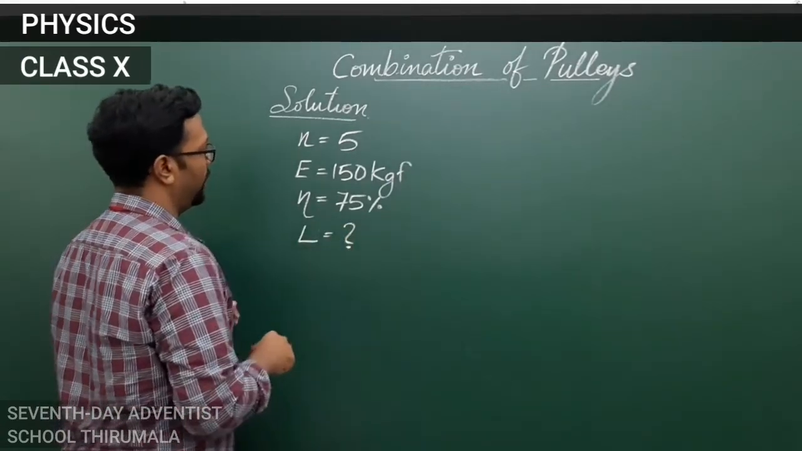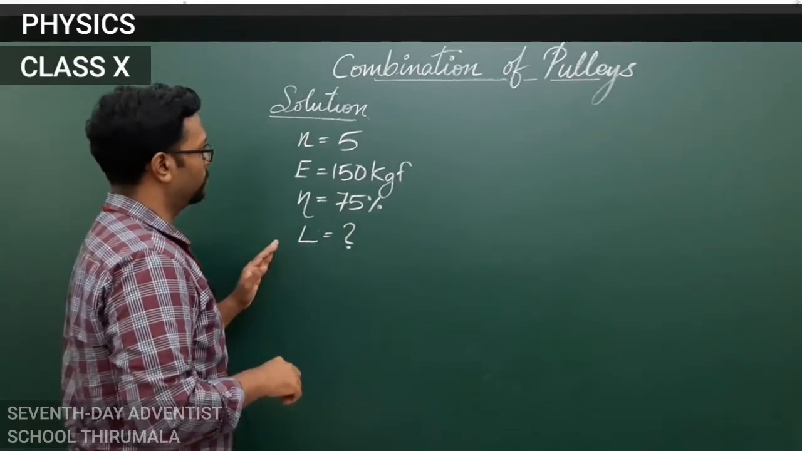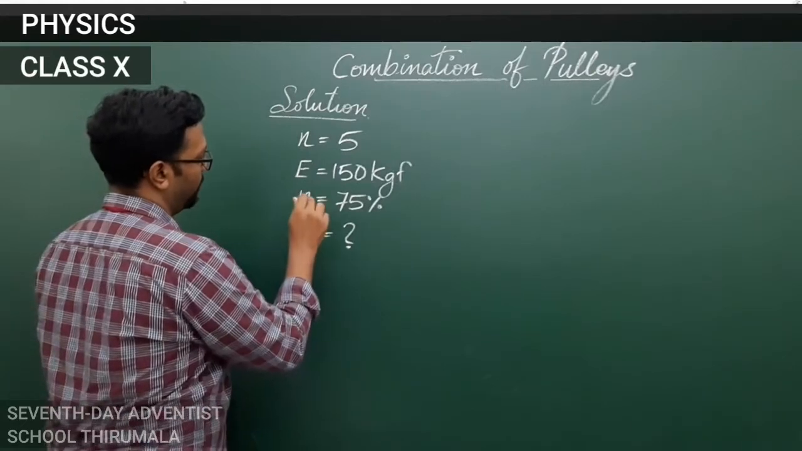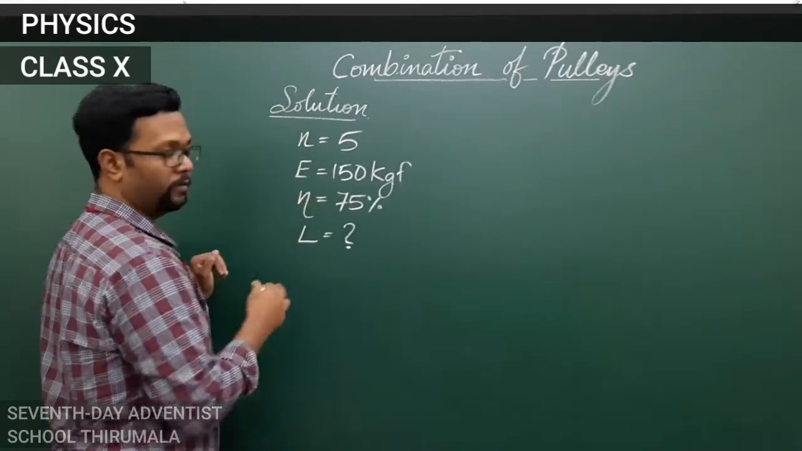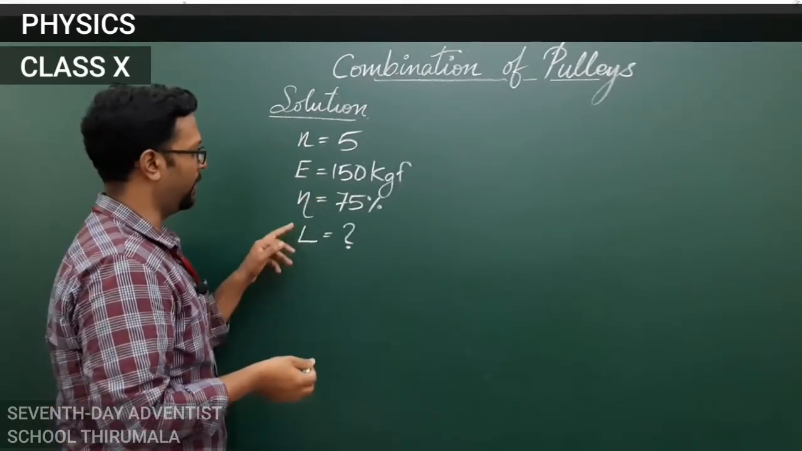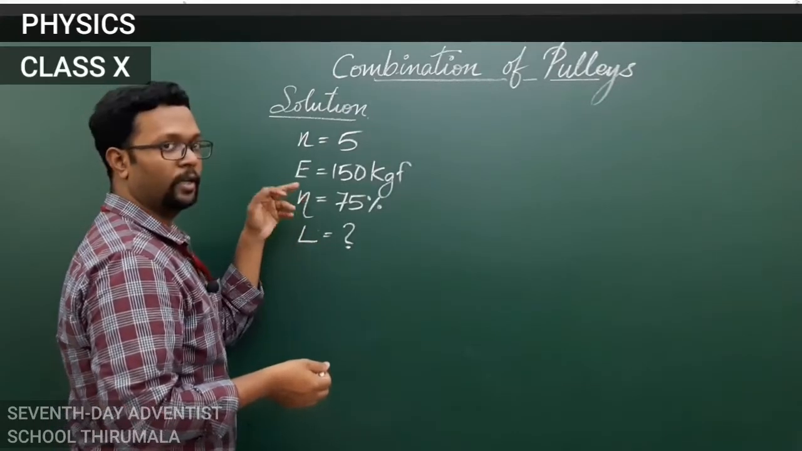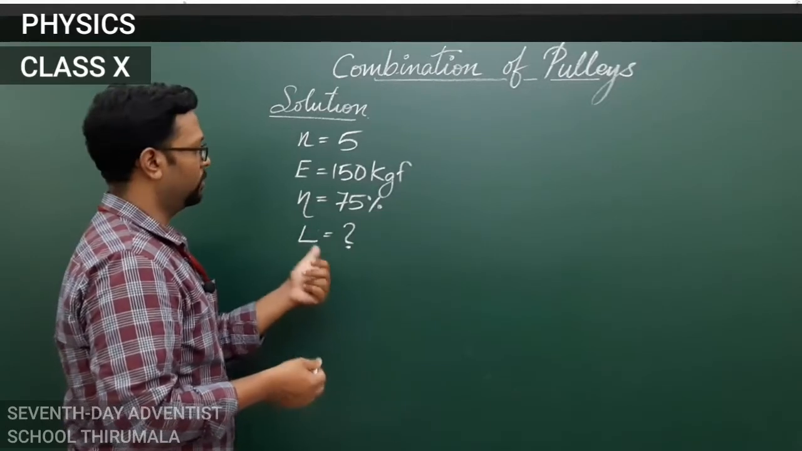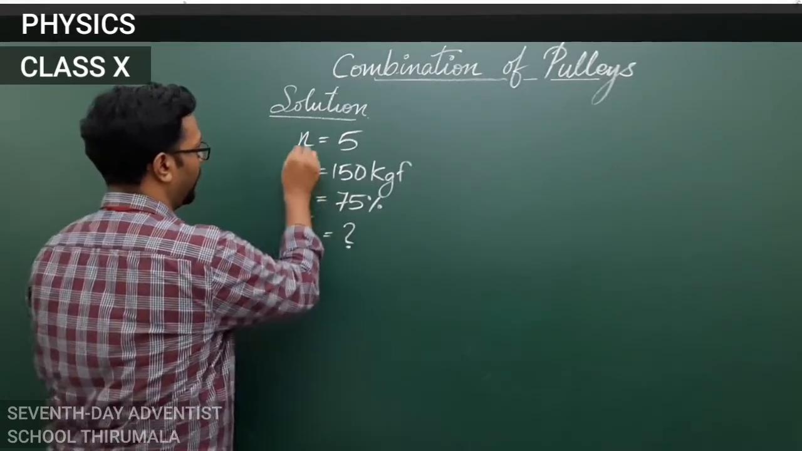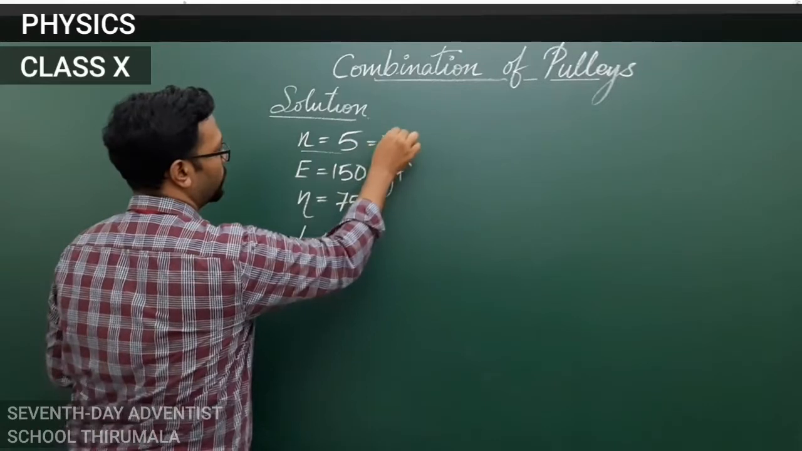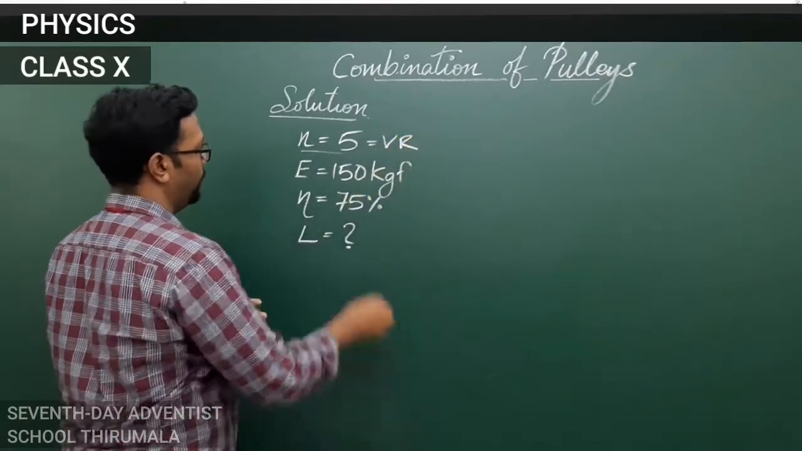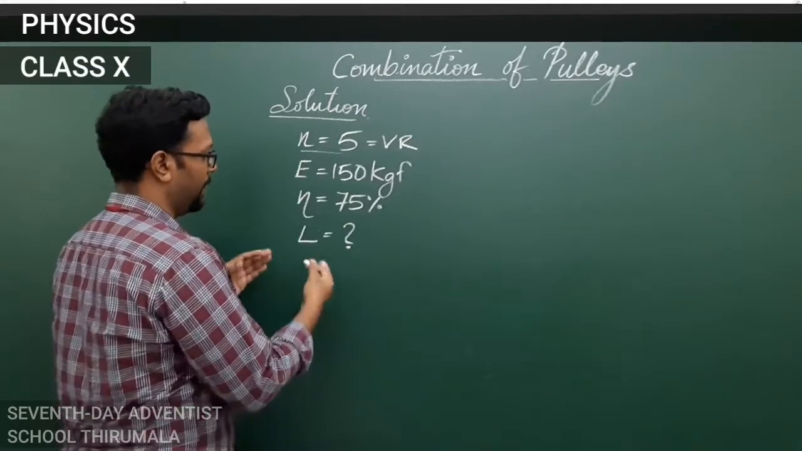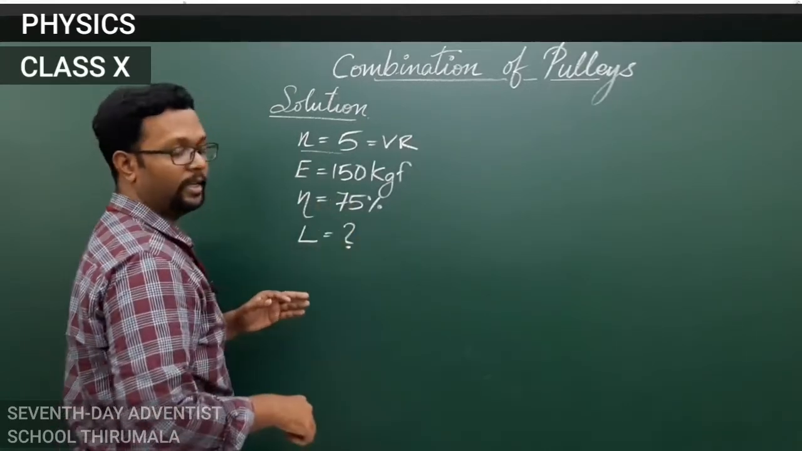So how can we find load from this question? For finding the load, we need mechanical advantage. From the formula of mechanical advantage, we can divide load and effort, and if we have mechanical advantage, we can easily find the load here. We don't have mechanical advantage, but we know N is equal to 5, that is also equal to velocity ratio, and we know the efficiency of this machine.